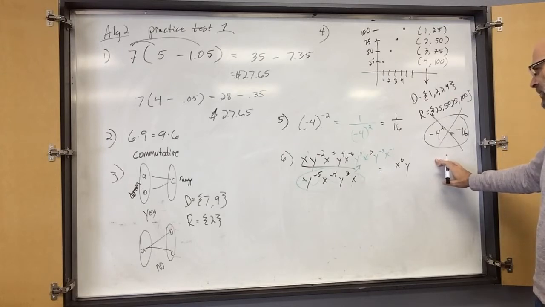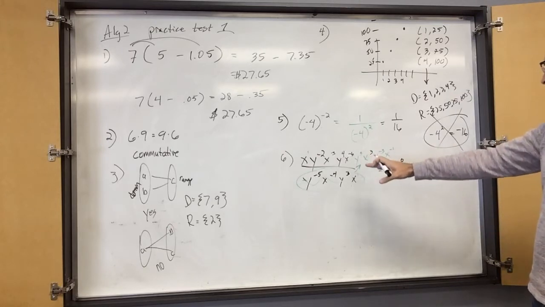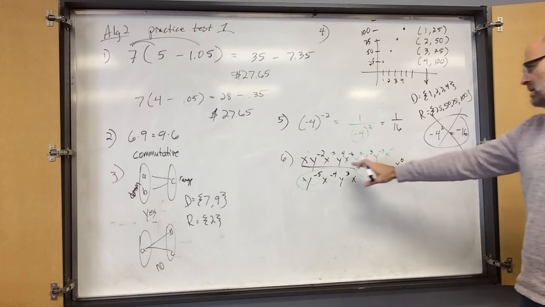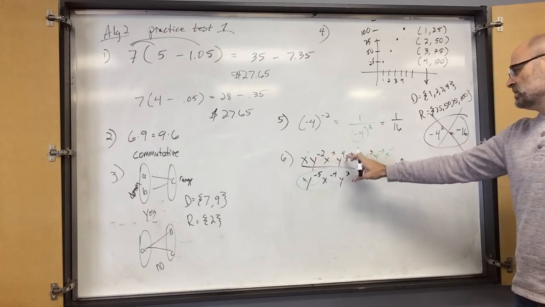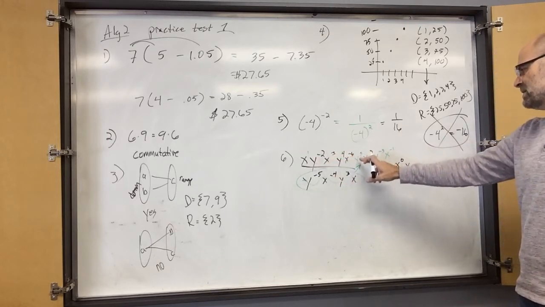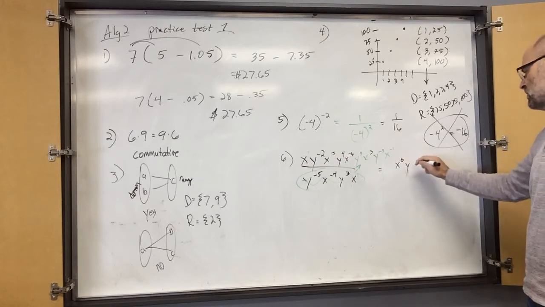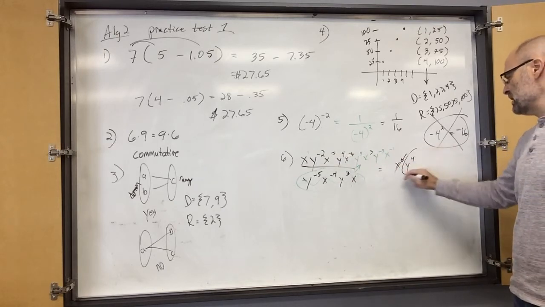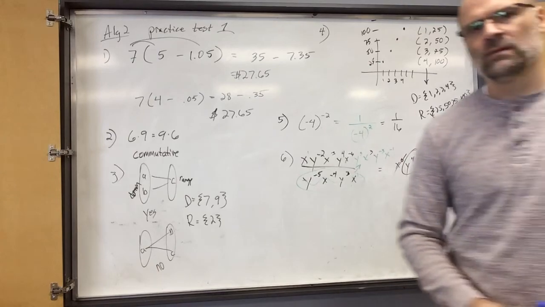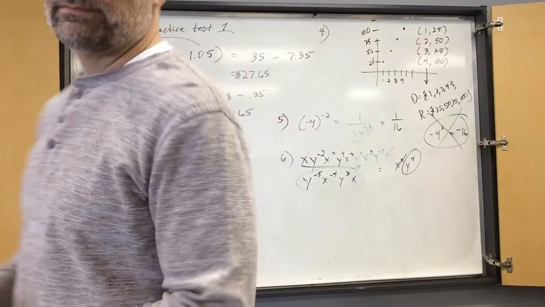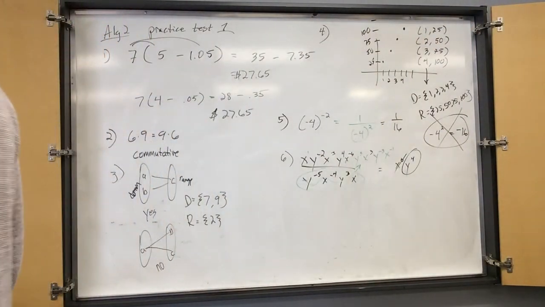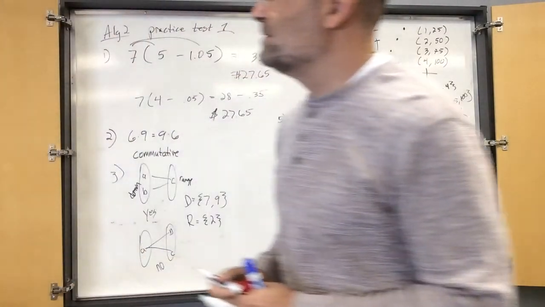I got y to the 6. So it looks like I got y to the negative 2 plus 4 is positive 2, 7 minus 3 is 4. So it should just be y to the 4th. But there's a line for you to write a fraction. Look at that. Yeah, you could put a fraction there.